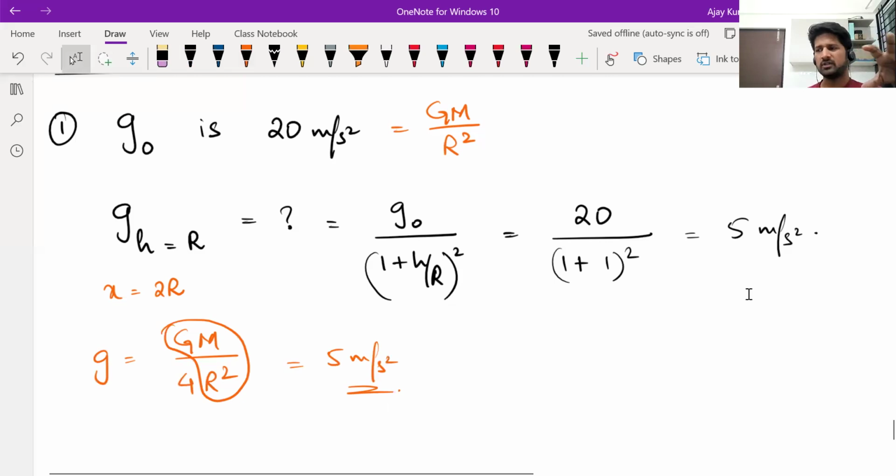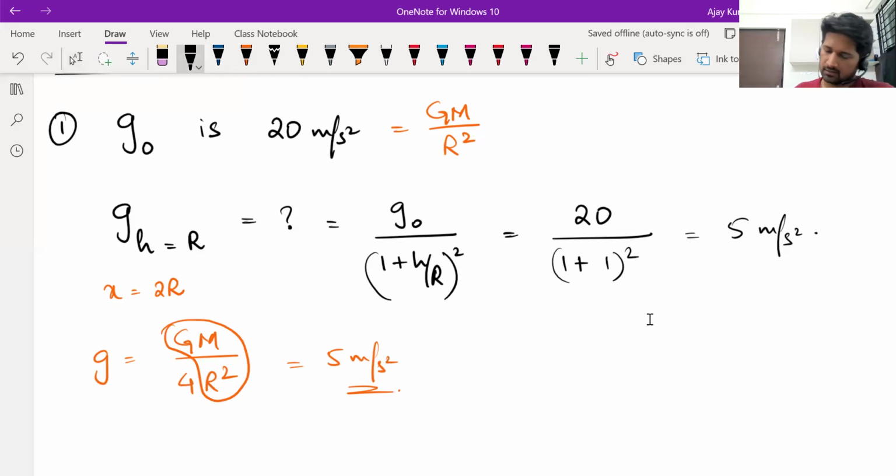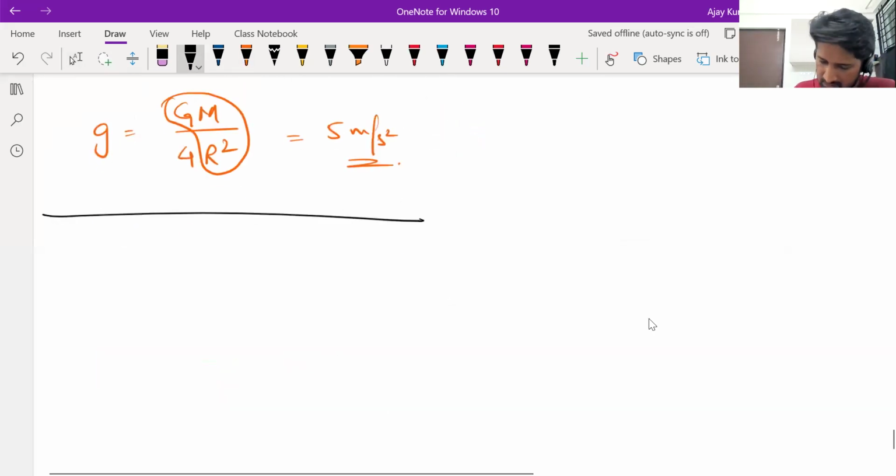Okay, so this is about gravity at a certain height above the planet. And see, this was not a small height, this was not a negligible height, so we use the actual formula, which will always work. Okay, next case.